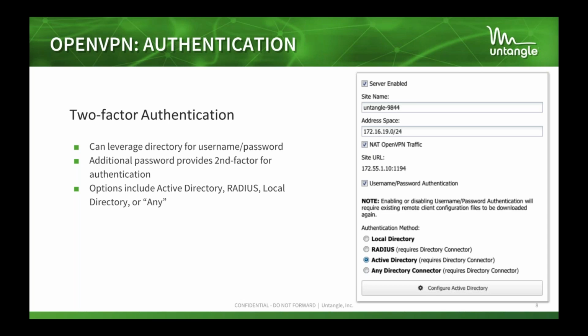If you do have a really small environment, you don't leverage authentication with something like a radius or Active Directory server, you can always use Untangle's local directory just to get that second factor of authentication for those remote workers. So as you can see, the options are Active Directory, radius, local directory, or any. I'll show you that option on our demo server in Directory Connector. That's basically going to leverage any kind of authentication that Directory Connector sees.